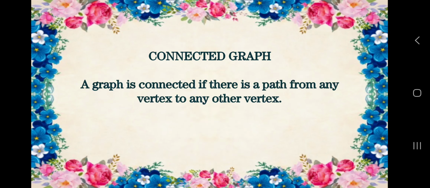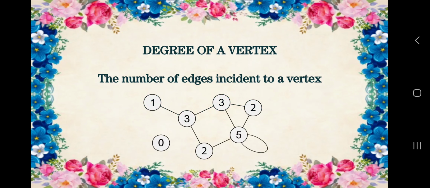Next is the connected graph. A graph is connected if there is a path from any vertex to any other vertex. So we call it a connected graph. Next is the degree of a vertex. The number of edges incident on the vertex is called the degree of the vertex. For example, for vertex 1, the degree is 1 because only one edge is incident. For vertex 0, we don't have any edge, so the degree of the vertex is 0. Likewise, we can find the degree for each vertex.